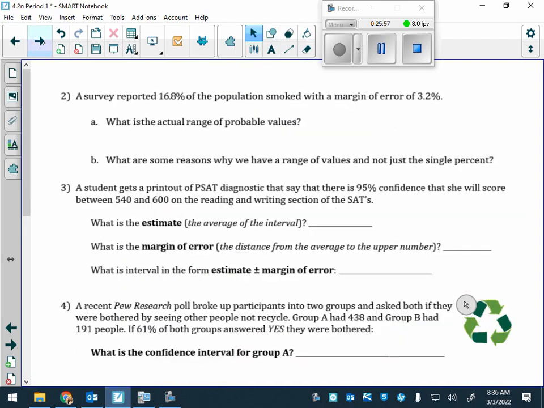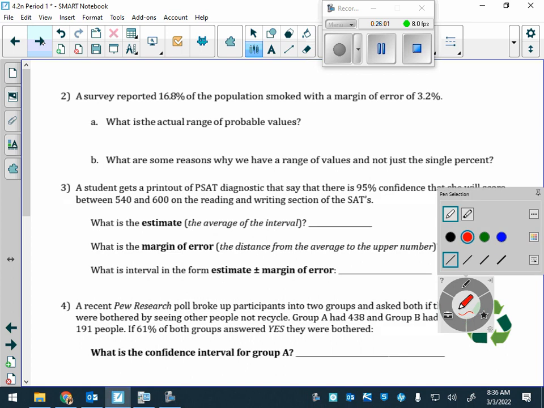All right. So, a survey reported 16.8% of the population smoked with a margin of error of 3.2%. Okay? What is the actual range?